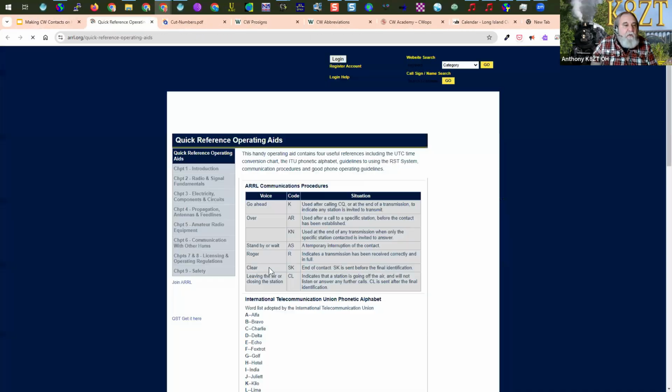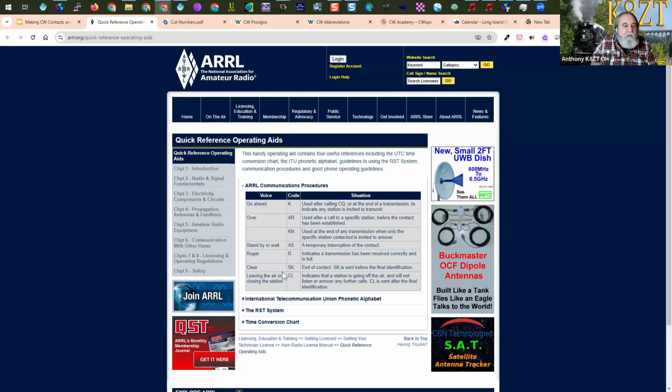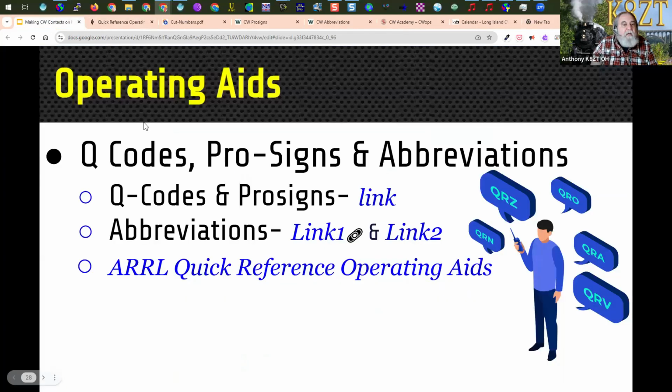Here's an AWL quick reference guide to operations. This talks about the most commonly used ones. It also talks about more information on the RST system and other things. Again, as you start using CW, you'll start seeing a lot of abbreviations. You'll see a lot of Q codes used. And if you learn to use them effectively, it can save you a lot of time. Plus, if you understand them, it'll make you understand things a lot better. So you're going to want to learn some of these.